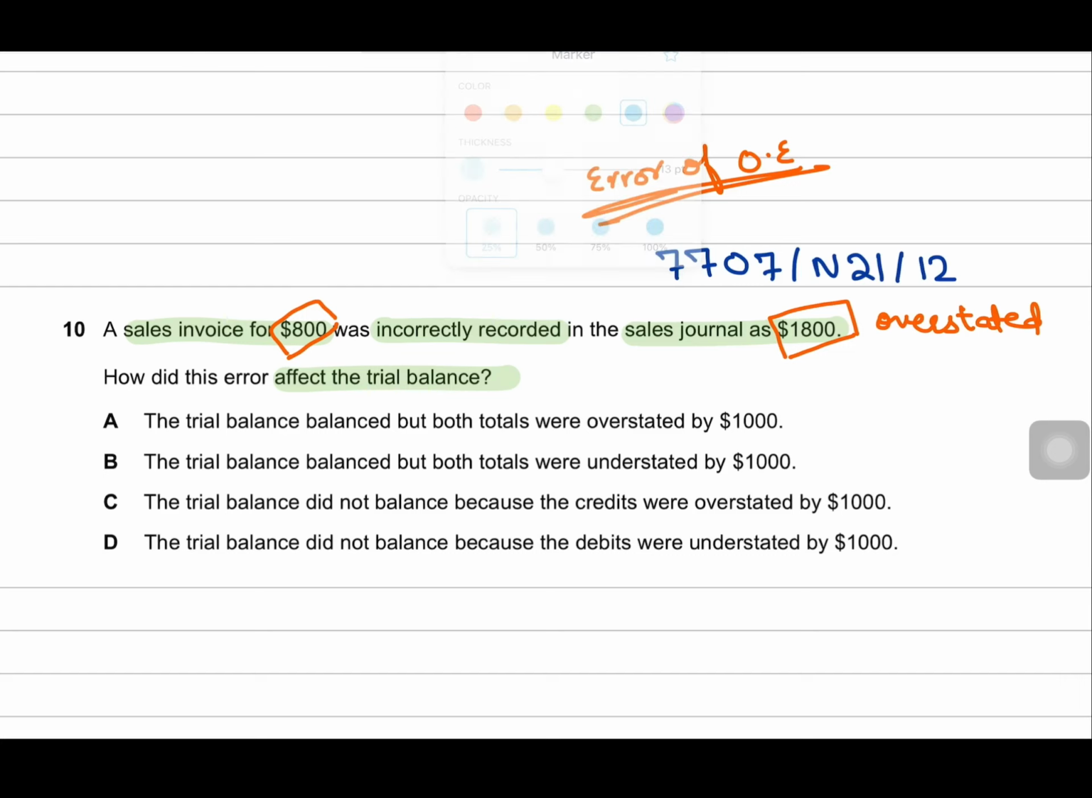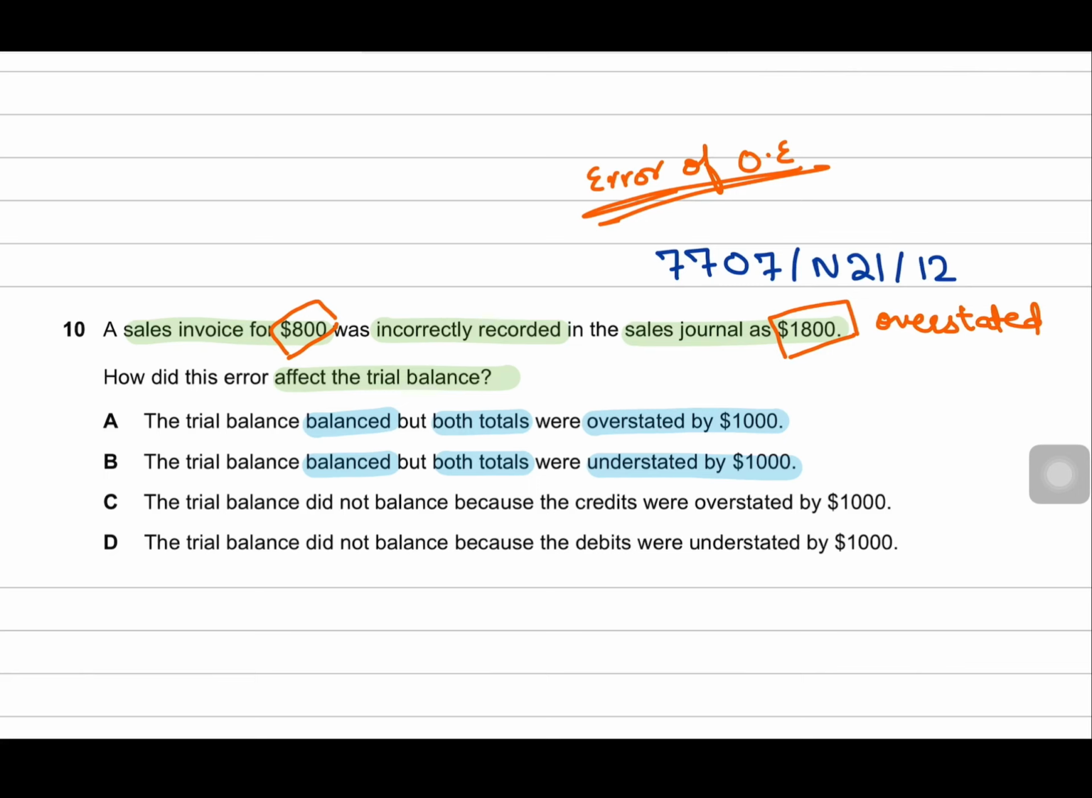Option A says, the trial balance balanced. Of course it will balance, because this is an error of original entry, an error which does not affect the balancing of the trial balance. So yes, it will balance, but both totals were overstated by $1,000. Let's not conclude here whether this is right or wrong. Let's read option B as well. The trial balance balanced, it will balance, but both totals were understated by $1,000.